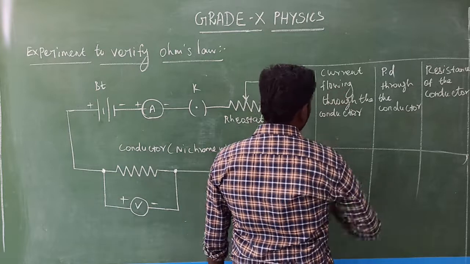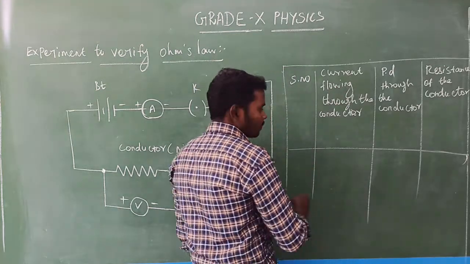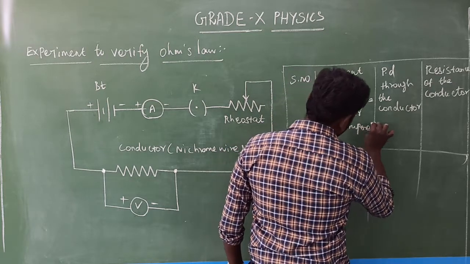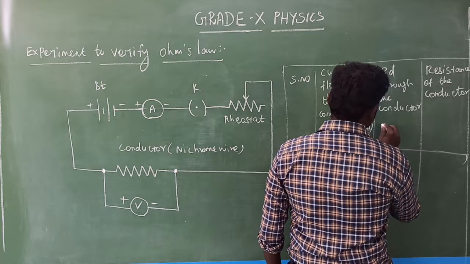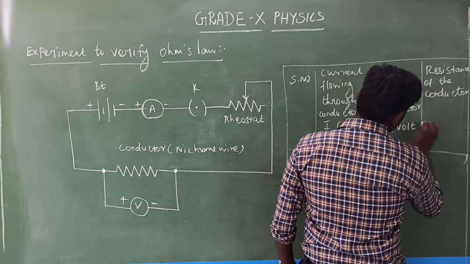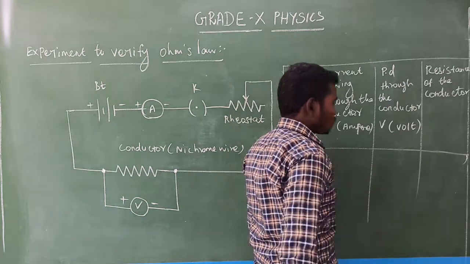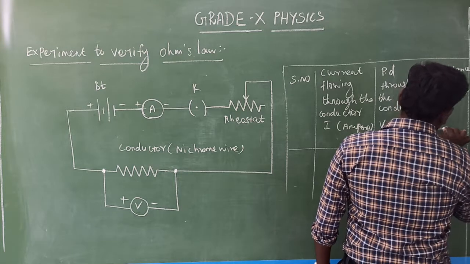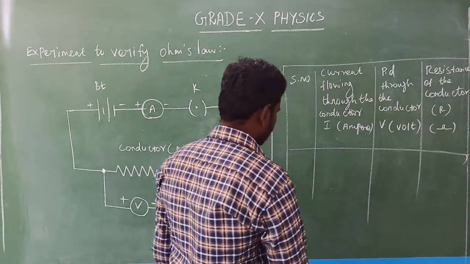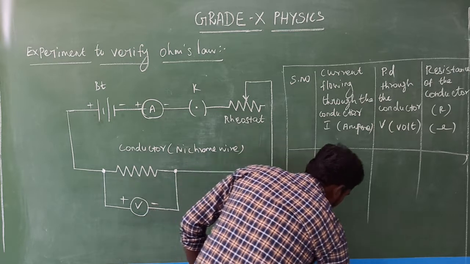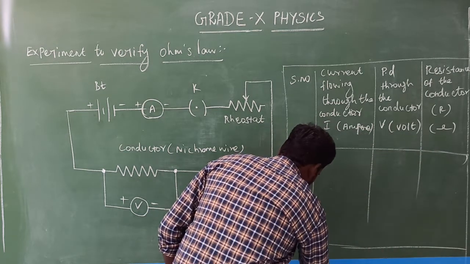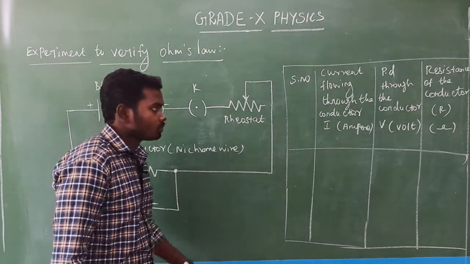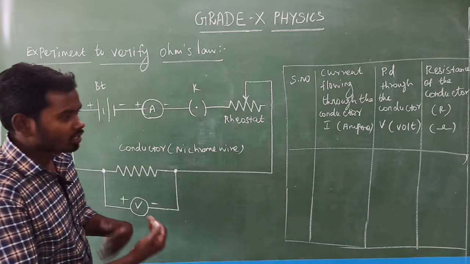The current flowing through the conductor is measured as I in ampere, because the SI unit of current is ampere. Then next, the potential difference V in volt, because the SI unit of potential difference is volt, which means voltage. Next, the resistance of a conductor R, that is in ohm. Is it clear? Okay, listen here, this is Ohm's law tabular column. Next, what is the concept, sir, here?